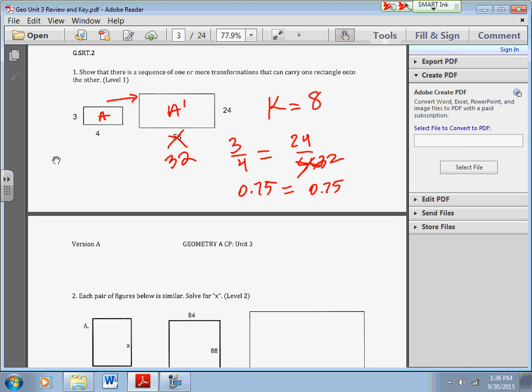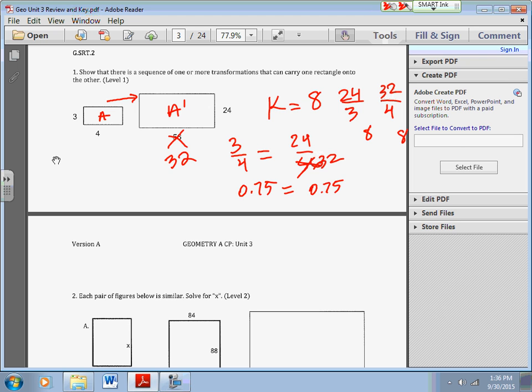Now, if you're not sure, it's the numbers of the new image, 24 and 32, and you put them over the numbers of the original image, but they have to correspond. So 24 should be over 3, and 32 should be over 4, and those numbers should be identical. 24 divided by 3 is 8, and 32 divided by 4 is 8. Your scale factor should always be the same.